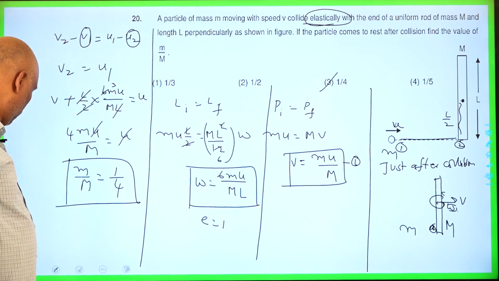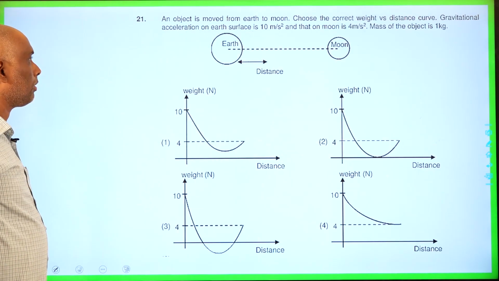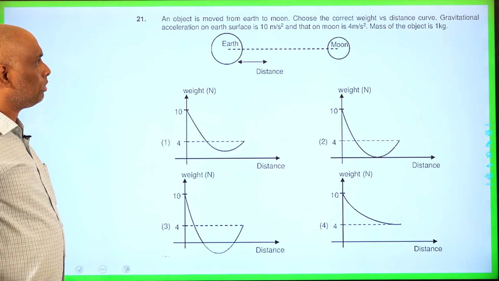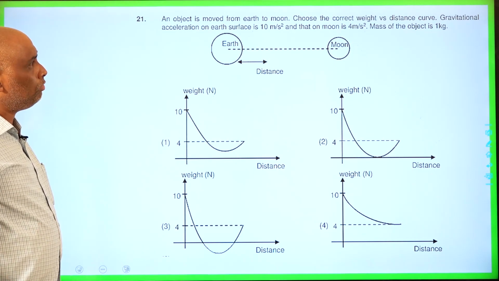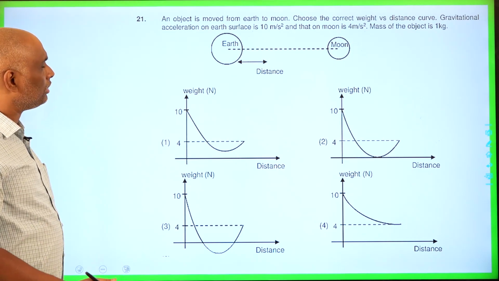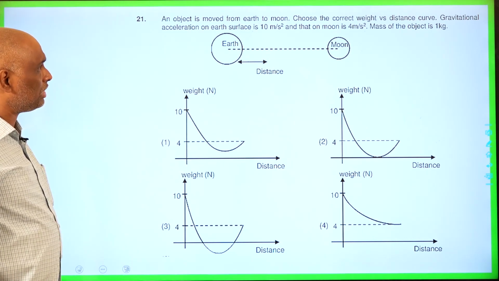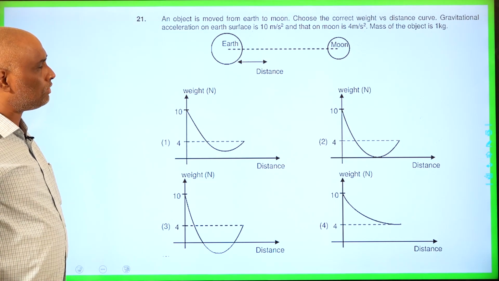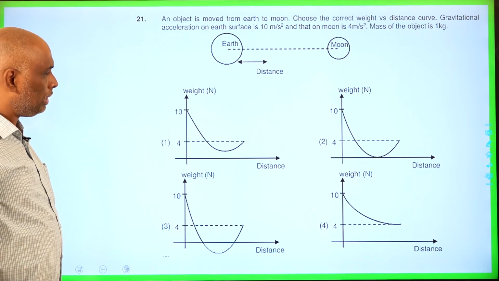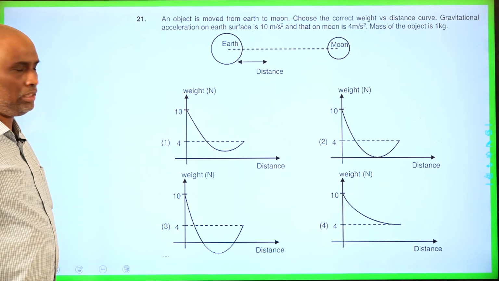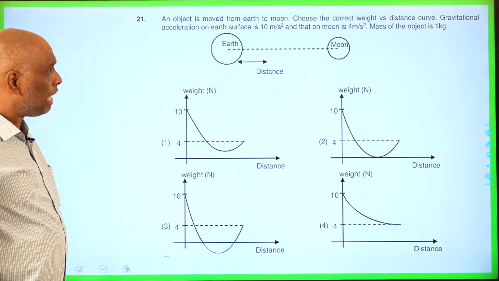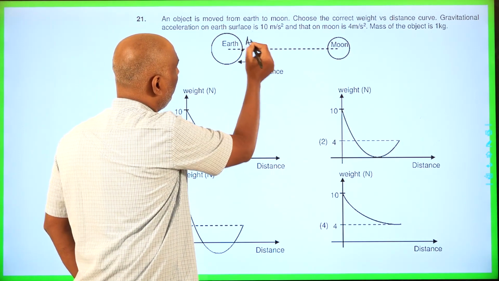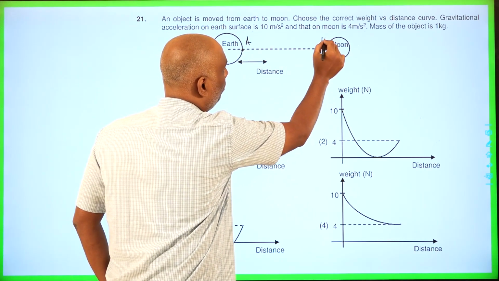Question number 21. An object is moving from earth to moon. Choose the correct weight versus distance curve. Gravitational acceleration on the earth is 10 meter per second square and that on moon is 4 meter per second square. Mass of the object is 1 kg. So here you are asked to draw the graph between the weight of the object as the object moves from the surface of the earth, from the point A, to the surface of the moon, which is nothing but the point B.